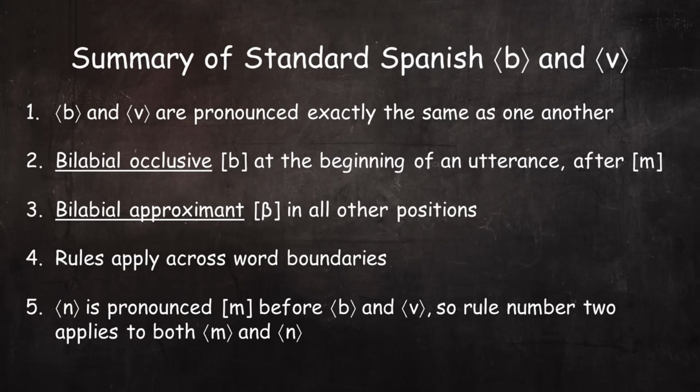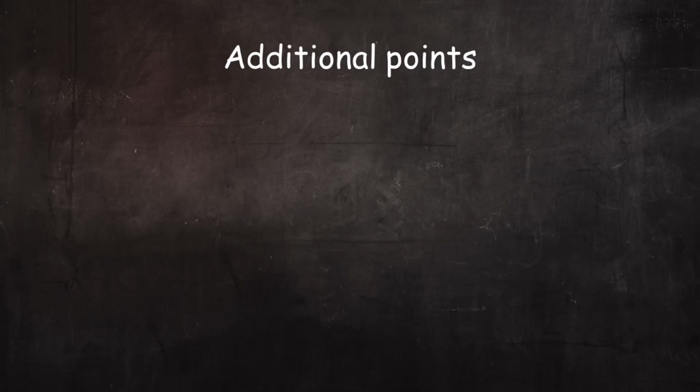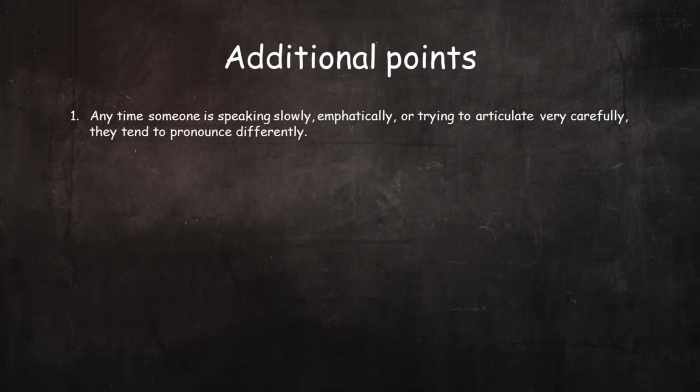Alright, I think this is everything you need to know in order to pronounce B and V correctly in Standard Spanish. I have a few additional points to mention and we'll wrap this up. Anytime someone is speaking slowly, emphatically, or trying to articulate very carefully, they tend to pronounce things differently. So if you get a native speaker to pronounce B and V for you so you can observe how they do it, they'll probably pronounce them differently from how they do during natural speech, so beware.